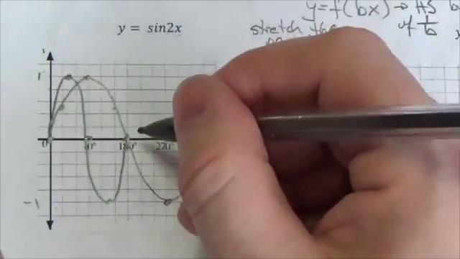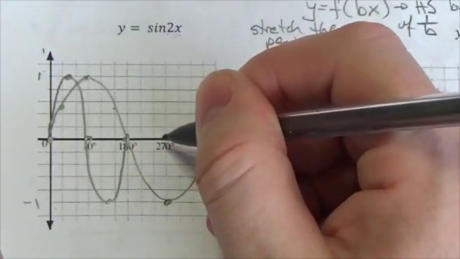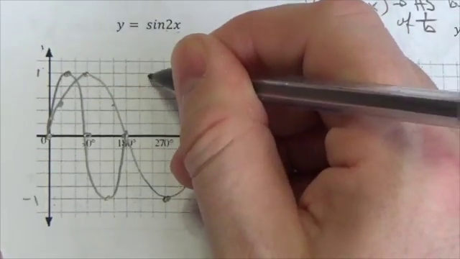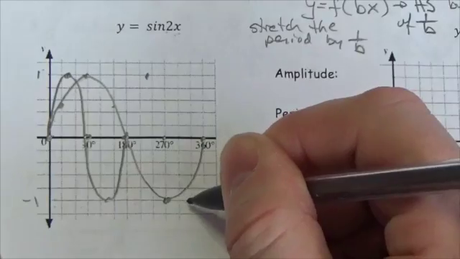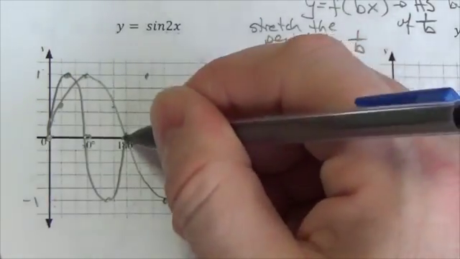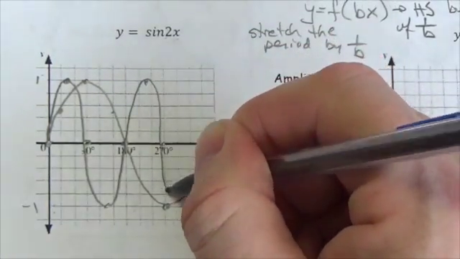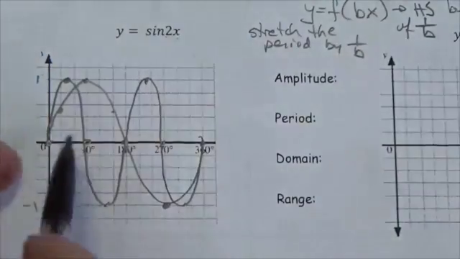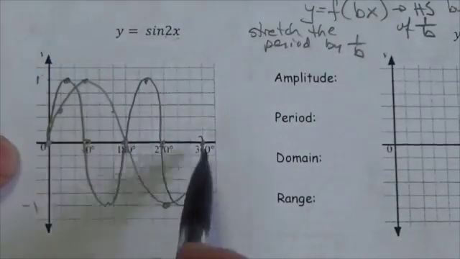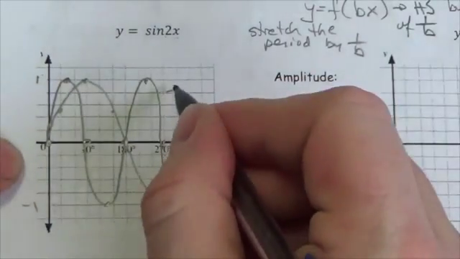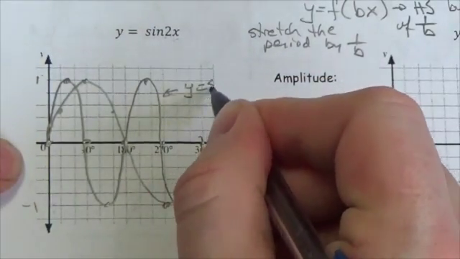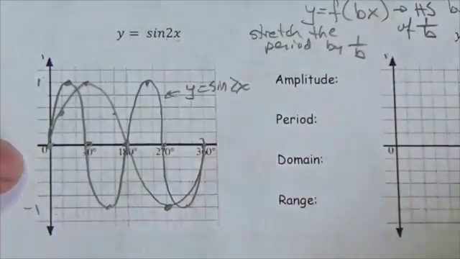Now, additionally, what that means is that, in fact, I'll extend this out here so that you can see the whole thing. Between 0 and 360, where there used to be one period, now we're going to have two periods. And so right here, this is our y equals sine of 2x.